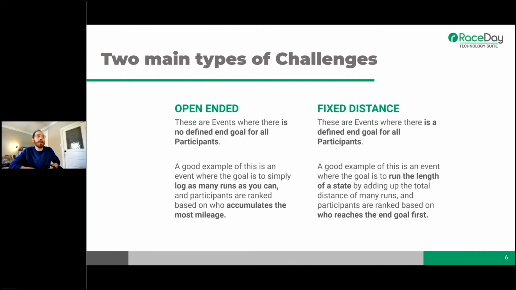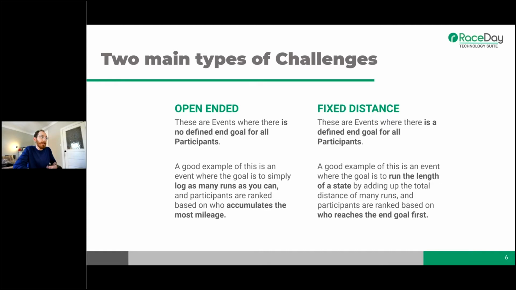A fixed distance challenge is a little bit different. That is usually where there's an end goal in mind. So you may have a challenge that's run across the United States of America. You have a set goal of whatever, 3,000 miles, whatever it is, to run across the United States of America. And the goal is to reach that endpoint. Once a person has reached that endpoint, they've officially completed the challenge, and they've won basically because they were the first ones to do so.